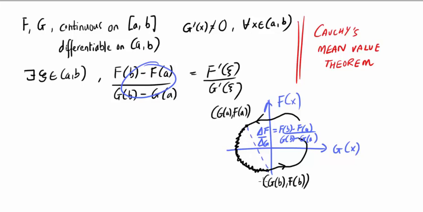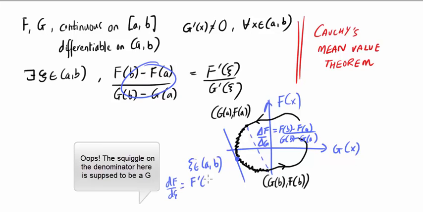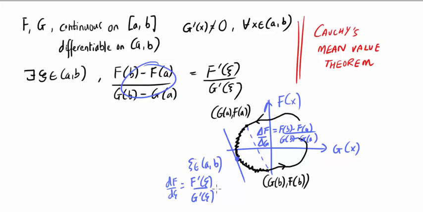By considering lines parallel to this one, we can see that there exists some point xi, which is in the interval from a to b, where the tangent to this contour has the same gradient. And by the chain rule, this gradient is equal to f dash of xi over g dash of xi, which motivates the result.